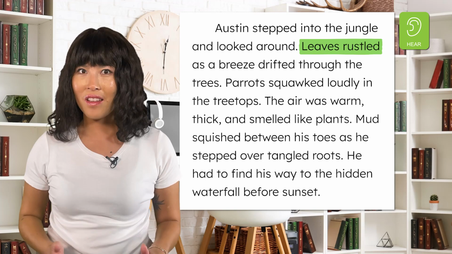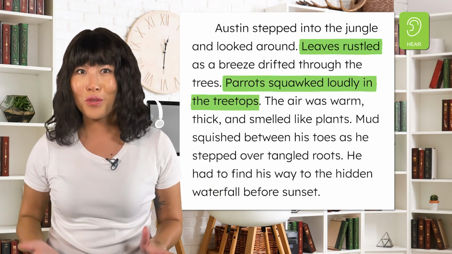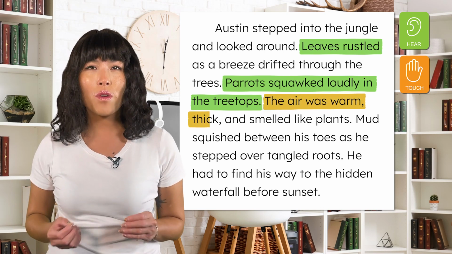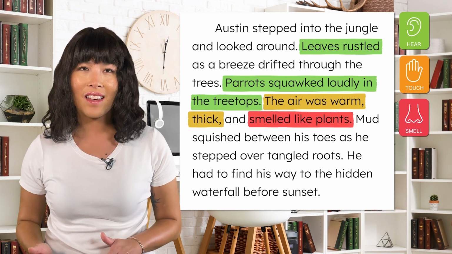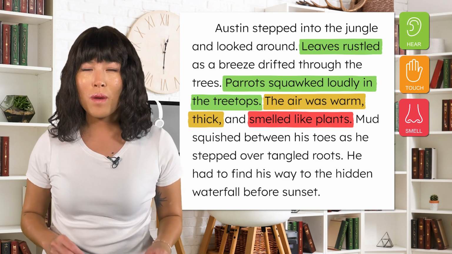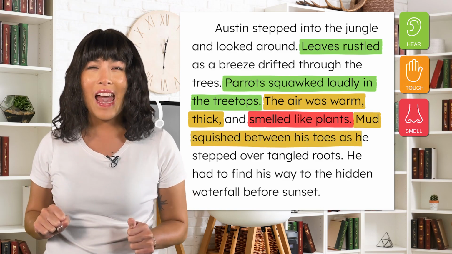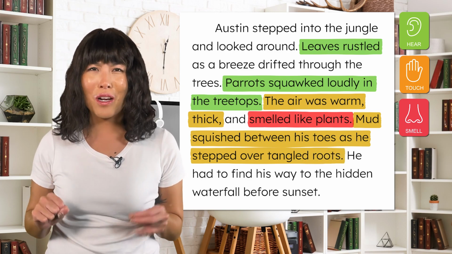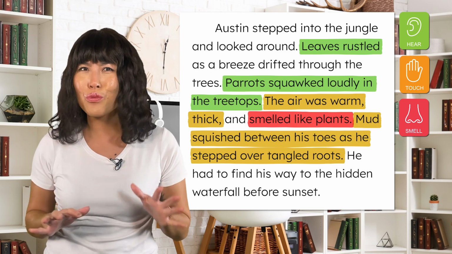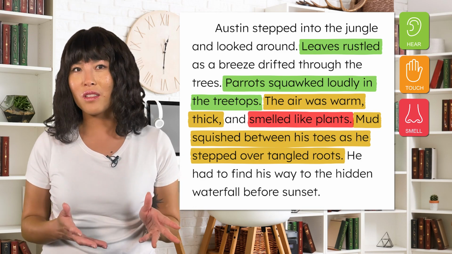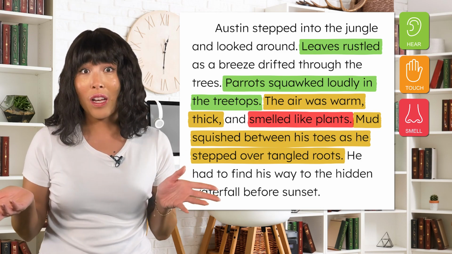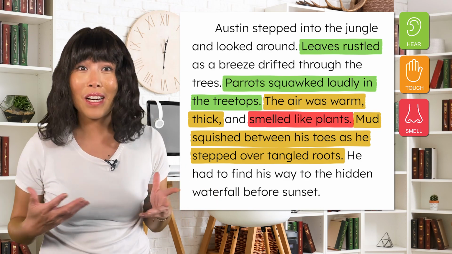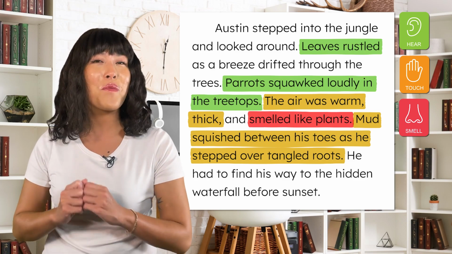The author includes another sound, parrots squawking in the treetops. We also get a sense of how this rainforest feels and smells with the warm, thick air that smells like plants. And there's another feeling when mud squishes between Austin's toes and he walks across tangled roots. I can imagine the cold, squishy mud on my feet and the uneven ground full of tangled roots. If the author had just told us we were in the jungle, we wouldn't have much to picture. But with these sensory details, the setting really comes to life. Let's give this a try with my story.